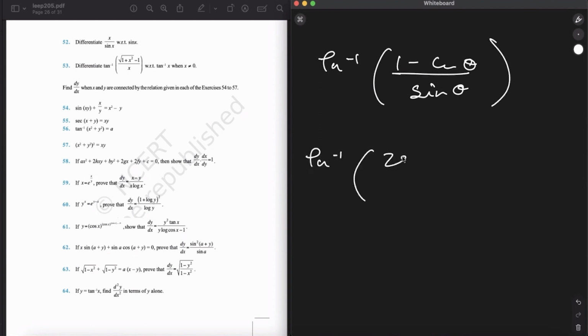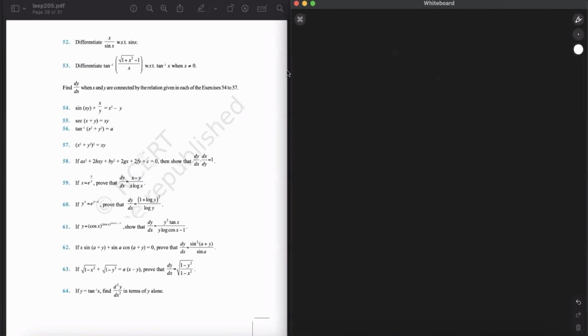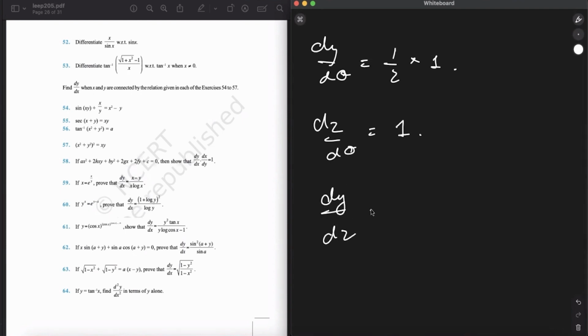tan इनवर्स 2 sin स्क्वायर थीटा बाय 2 अपॉन 2 sin थीटा बाय 2 cos थीटा बाय 2, यानी tan इनवर्स tan थीटा बाय 2, यहाँ पे हो जाएगा y इज इक्वल्स टू थीटा बाय 2. ओके. तो dy बाय डी थीटा इज इक्वल्स टू हाफ ऑफ 1, हाफ इंटू 1. ठीक है. और dz बाय डी थीटा, बताया था ना z इज इक्वल्स टू थीटा हो रहा था, तो डी बाय डी थीटा ऑफ थीटा विल बी ऑल्सो इक्वल टू 1. सो dy बाय dz will be equal to 1 upon 2.